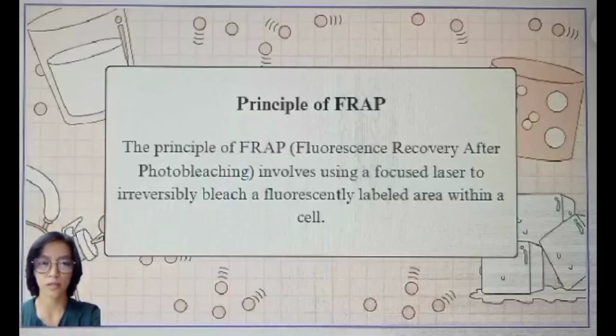As for its principle, the principle of FRAP, or fluorescence recovery after photobleaching, involves using a focused laser to irreversibly bleach a fluorescently labeled area within a cell. This creates a darkened region. Subsequent monitoring of the recovery of the fluorescence intensity in this area over time provides insights into the mobility, dynamics, and interactions of the labeled molecules within living cells.